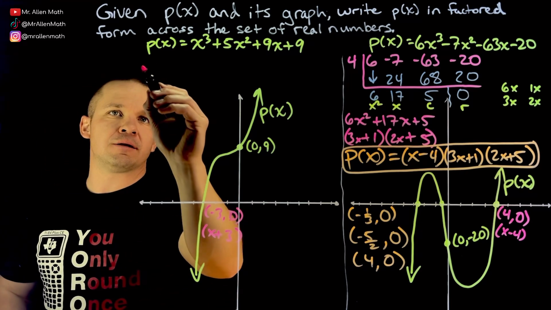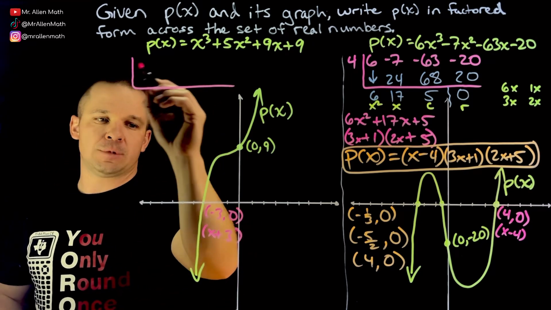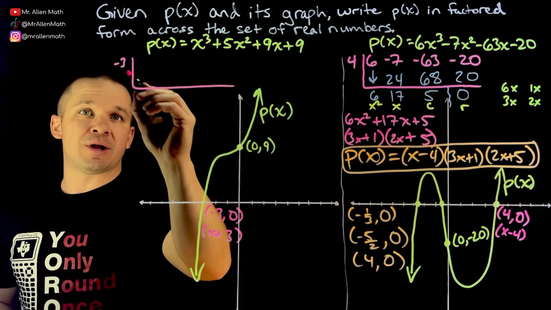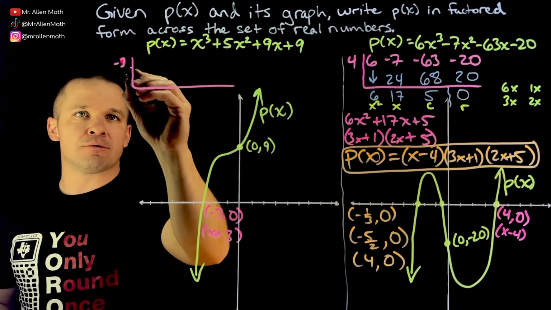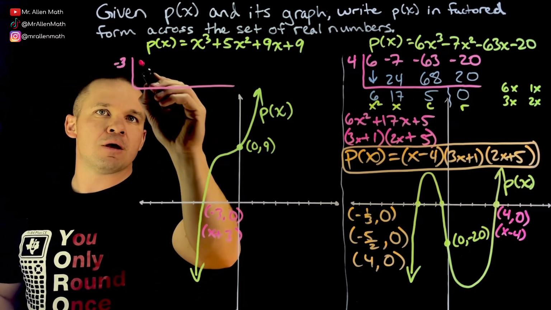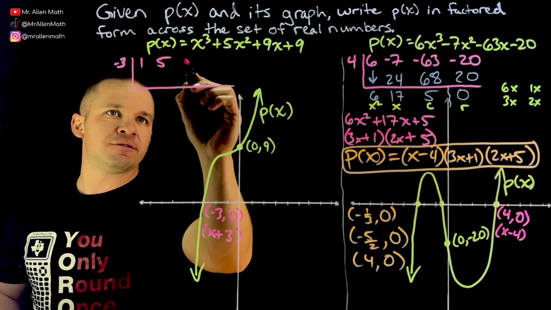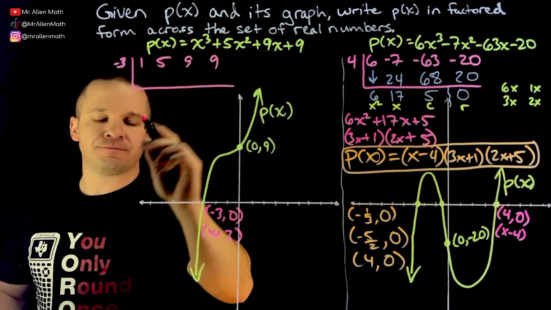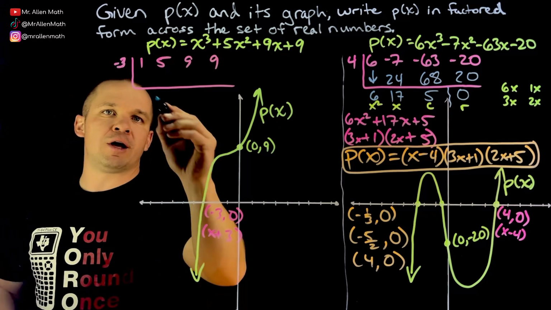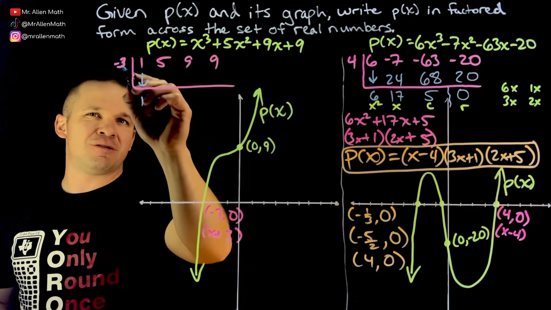Synthetic division. Once again, for the win. Negative 3 goes up here because it's what x equals. It's what makes it 0. There we go. It's a better 3. 1, 5, 9, and 9. We'll go ahead and drop this 1 and get started. Get the synthetic division party started.